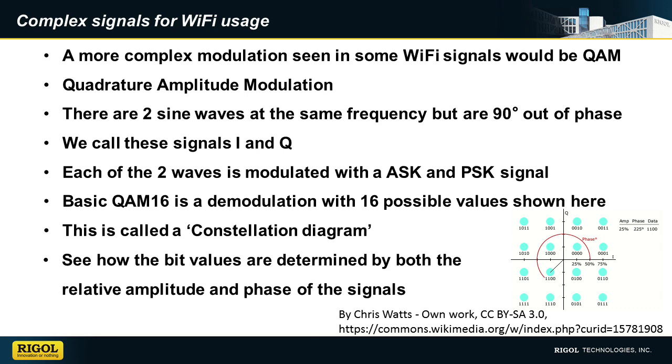So a basic type of this, like QAM 16, demodulates with 16 possible values based on the phase and the amplitude of each of the two carriers. One way we would commonly describe this is with a constellation diagram at the right, which shows each value for amplitude and phase for each of the signals, and how you can demodulate that into a set of symbols, or in this case, 4 bits.